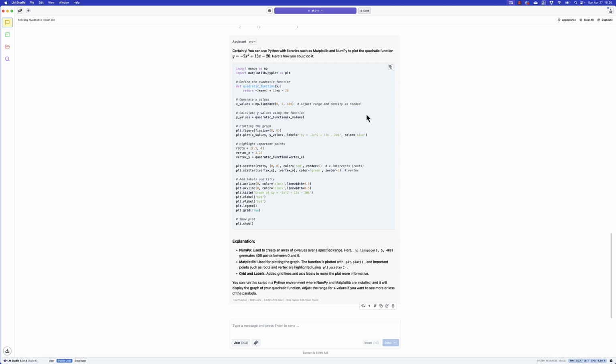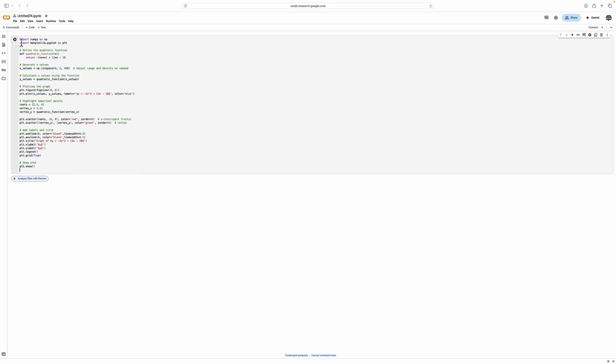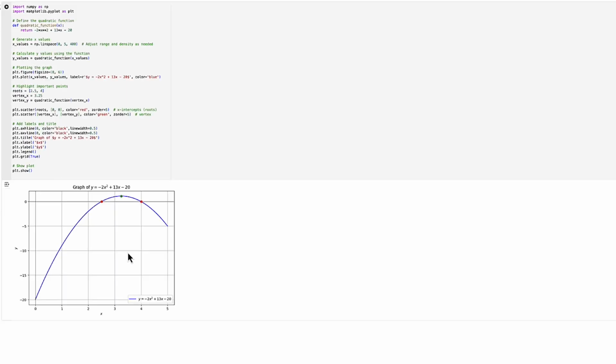If you go to Google and type Google Colab, it's going to find you the link for that. So that's what I'm going to do right now. So here I am in Colab. This is a new notebook. And what I'm going to do is paste my code right here. I don't need to add any libraries. It does this automatically. And I'm just going to run it. It's running the code, and there it is. There's my parabola.